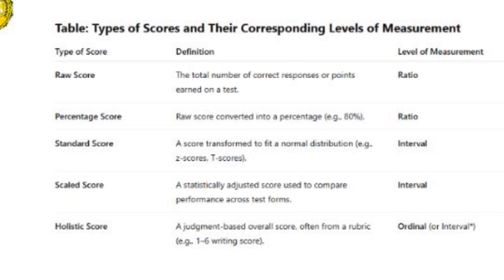Lastly, the holistic score. It fits with the ordinal because it can be based on the performance of the students. For example, a rating of 1 to 5. So you can rank their performance based on how they excel in their performance.